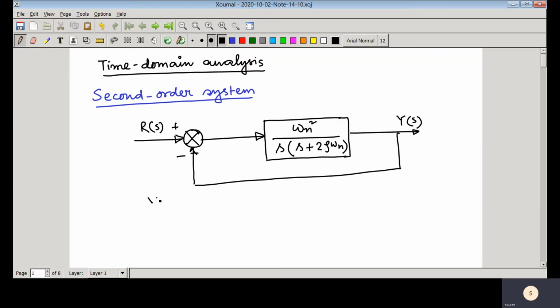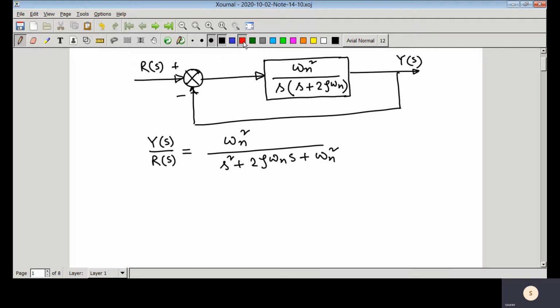Then if we find transfer function from reference command Rs to Ys, we will get a transfer function which is omega n square divided by s square plus twice zeta omega n s plus omega n square. So this is a standard transfer function model of second order system, and here we have introduced two parameters. One is that zeta, another one is omega n.